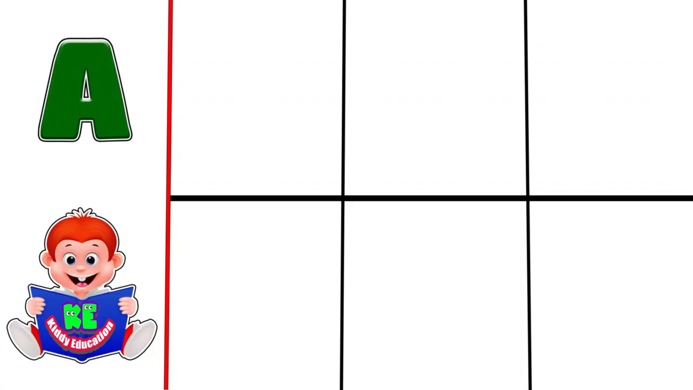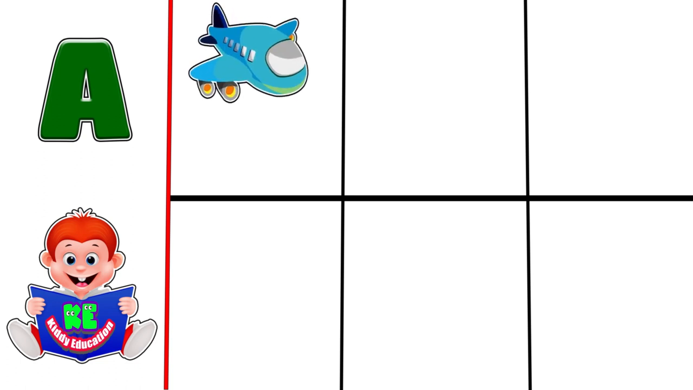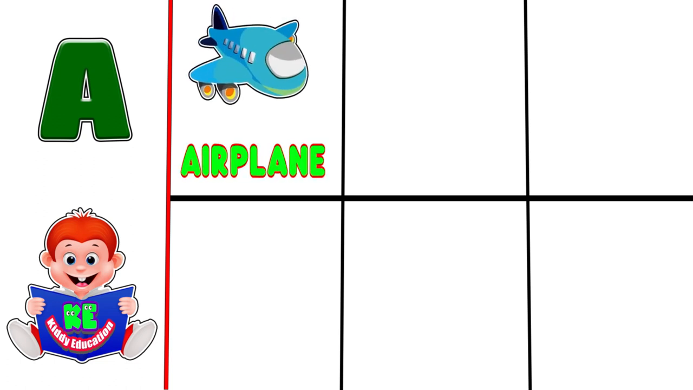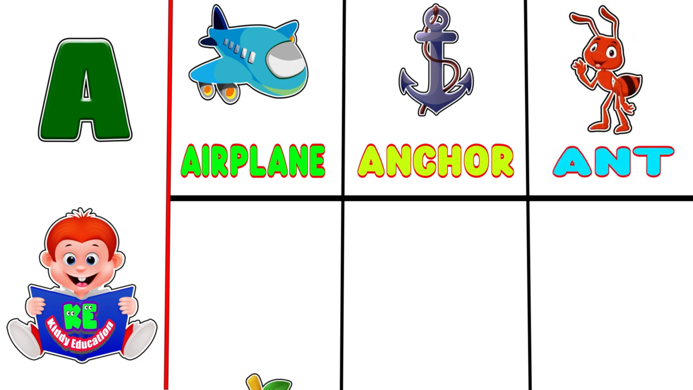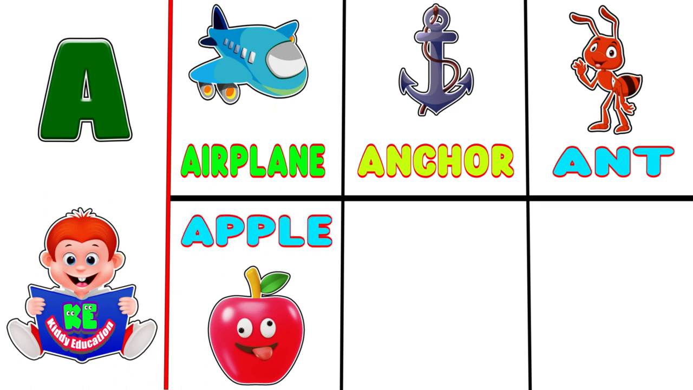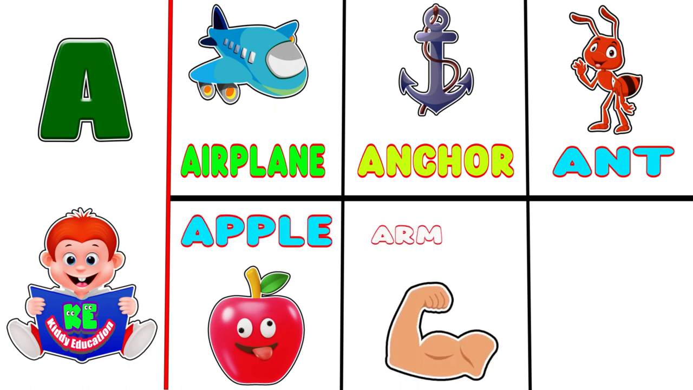A. A is for airplane. Anchor. Aunt. Apple. Arm.